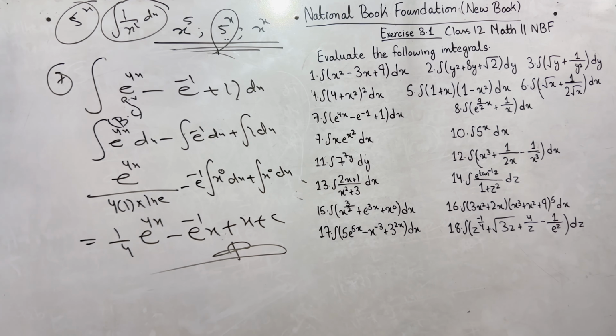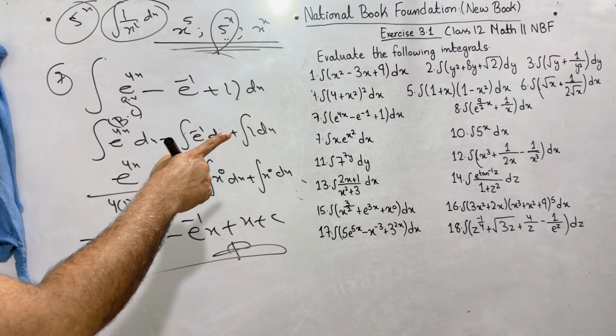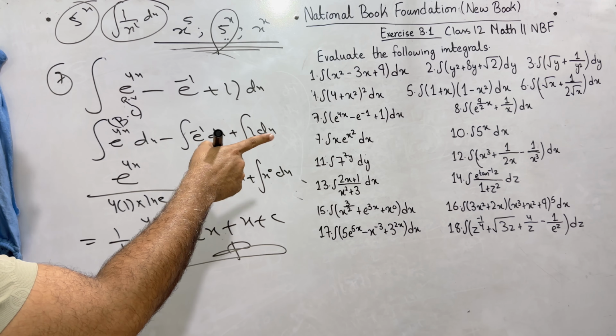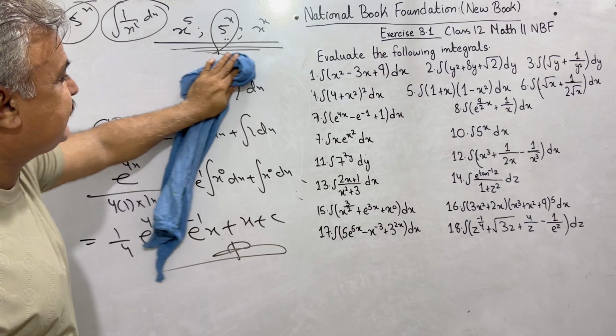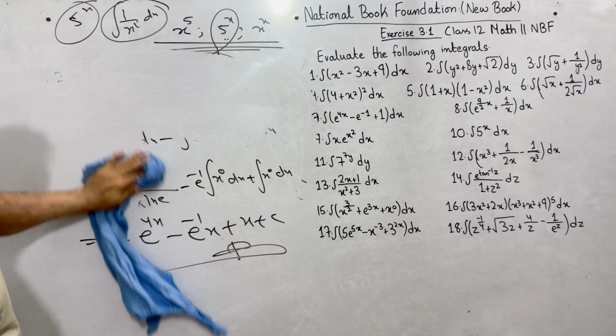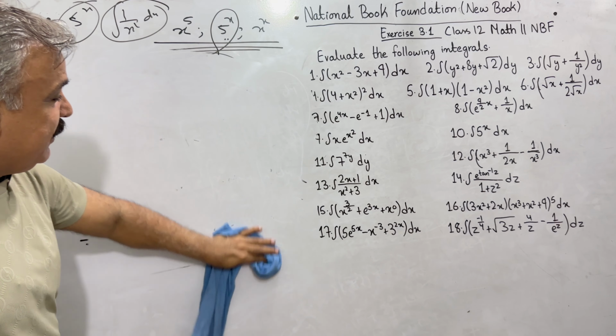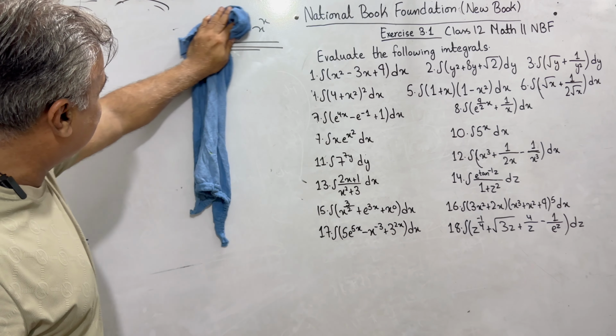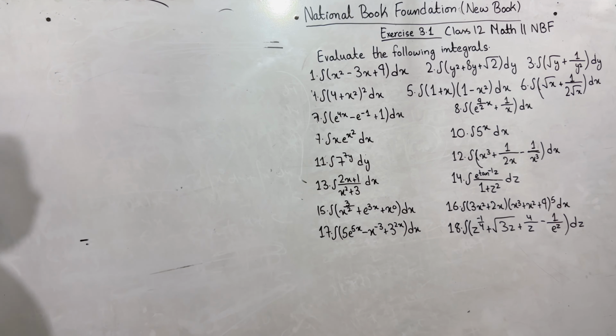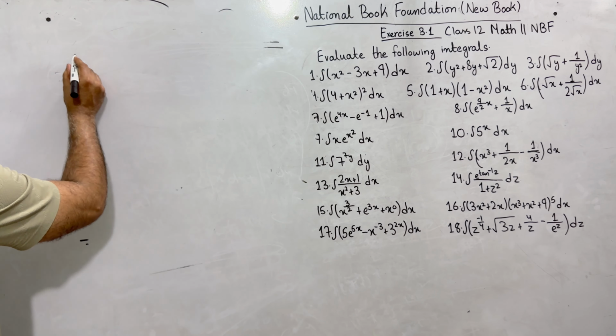Okay, moving towards another question. Here comes 1 over x. Why can we not shift 1 over x to x raised minus 1 dx and add 1 to it? Why? We are almost there. Question number 8.